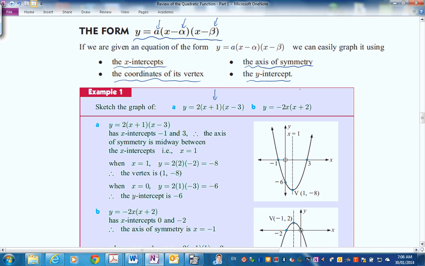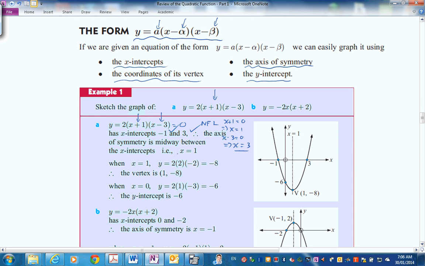So the first thing, let's do the x-intercepts. So we put this function equal to 0. They've left the steps out. When is a product equal to 0? By the null factor law, either the first bracket is 0 or the second bracket is 0. So I'll just put it in here more fully. x plus 1 is 0 implies x equals negative 1. x take 3 is 0 implies x is 3. They've gone straight through it here: negative 1 and 3.